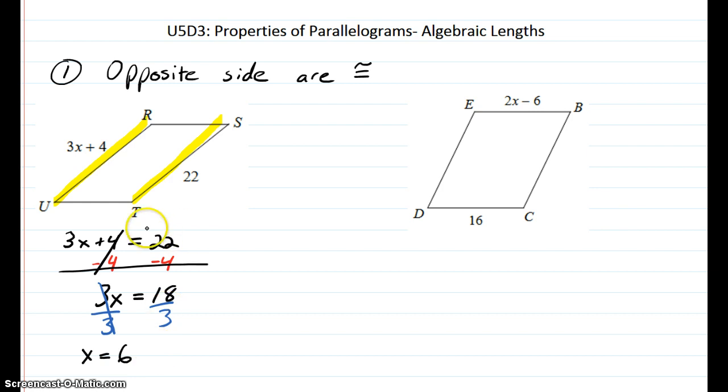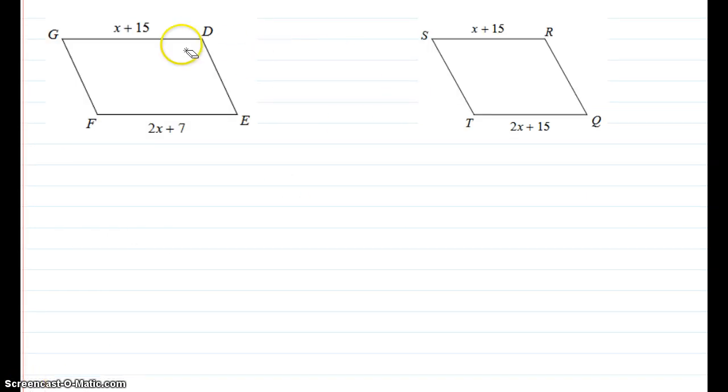And so if you wanted to make sure you were right, you would now take that 6 and replace the x with it. And 3 times 6 is 18. And 18 plus 4 is 22. So we'll call this problem 1a. It is now your turn to do 1b. Alright, let's look at the next example. We'll call it 2a. You'll do 2b.